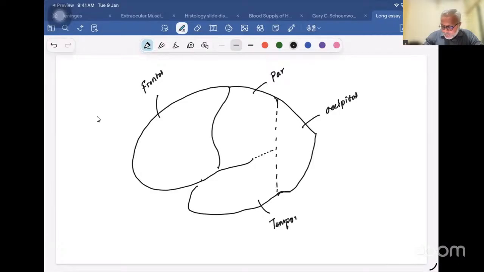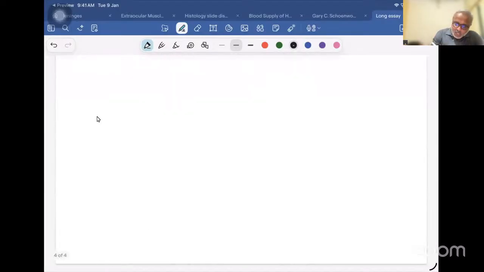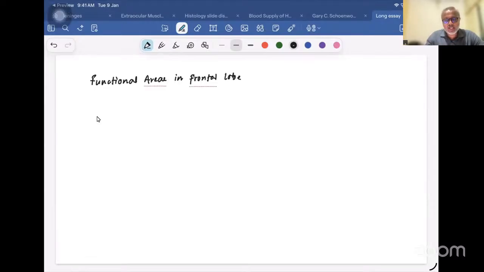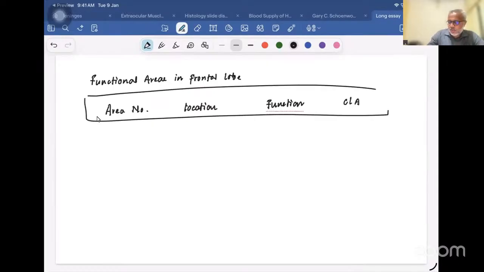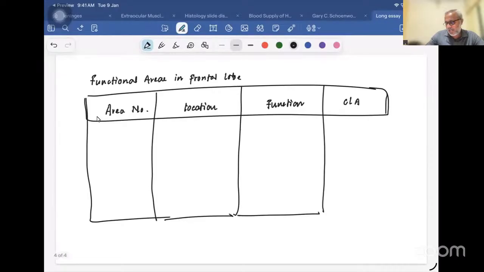So this we know. Now in this, we need to identify the functional areas of the brain. If this is asked as a long essay, how do I go about it? Draw the diagram first, then your answer should be like functional areas in the frontal lobe. Now, how do I go about answering this? To simplify, we can create a table. We can write area number, then mention location, then function, and then clinical anatomy. So this could be the table that we are looking at. Once I give the example, it will become clearer to you. Right? Done?